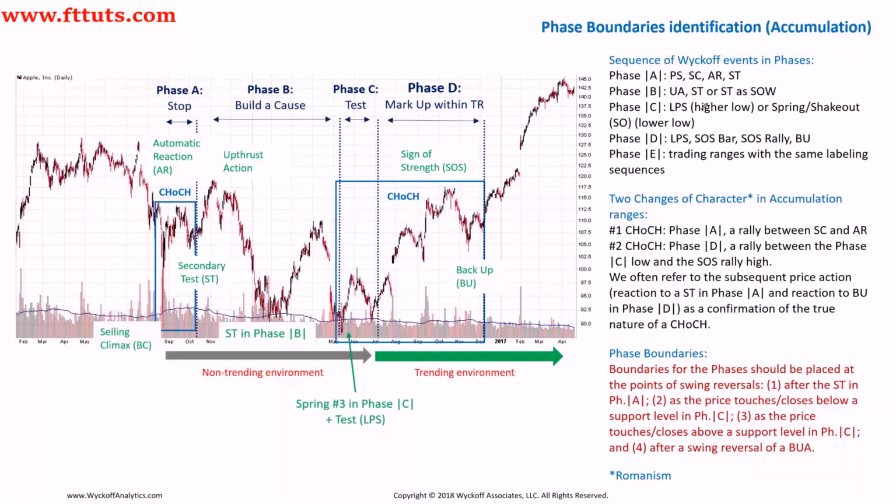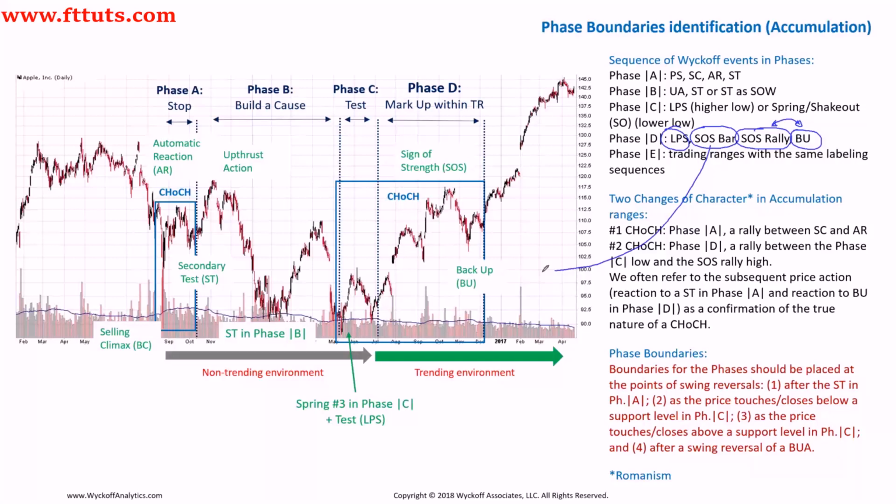Phase C is going to have either a higher low, and we're going to label it as a last point of support, or it's going to have a lower low, and then we will be talking about either a spring or a shakeout. Phase C also could have a test, not necessarily a secondary test, but a local test to a spring or a shakeout. Phase D is going to have last point of support, sign of strength bar, sign of strength rally, and a backing up action. Usually phase D will be discussed mostly around sign of strength rally and the backing up action.